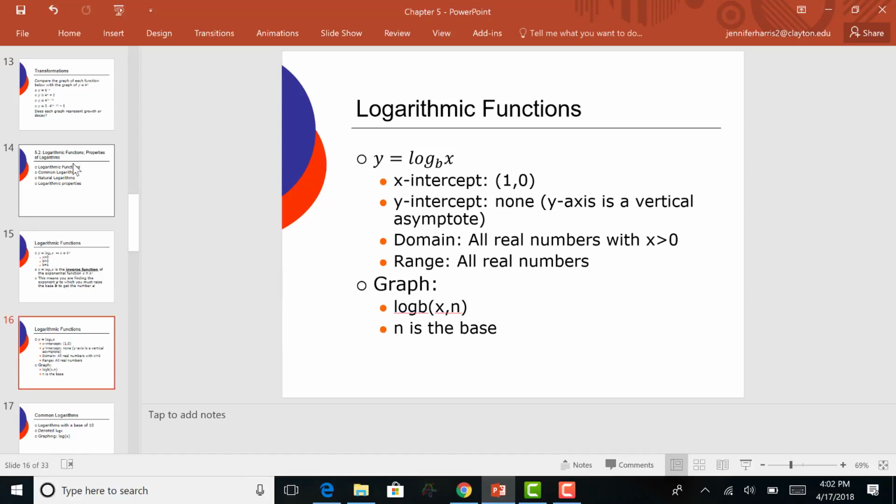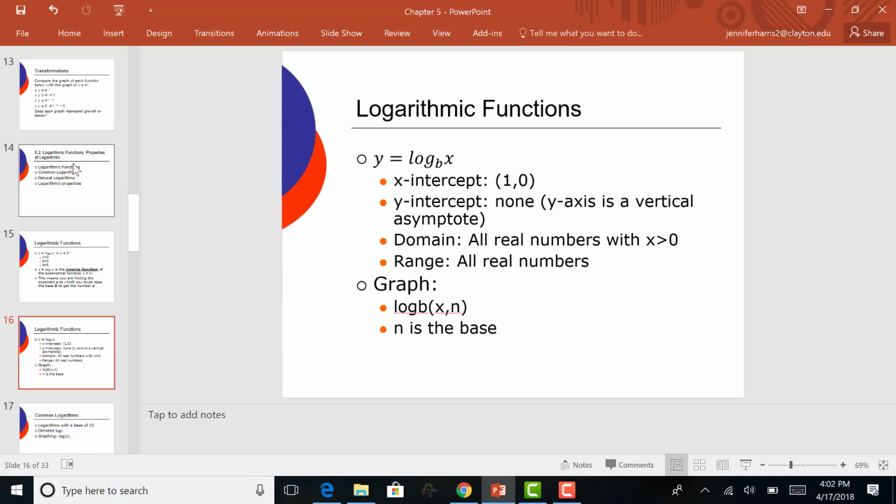Notice it says the y-intercept is none. It never touches the y, which is called an asymptote, but you don't need to know that word yet. It never ever touches the y-axis at all. The domain is all the real numbers that are positive, and the range is every number in the world. So let's graph it so you can see what both of them are going to look like.